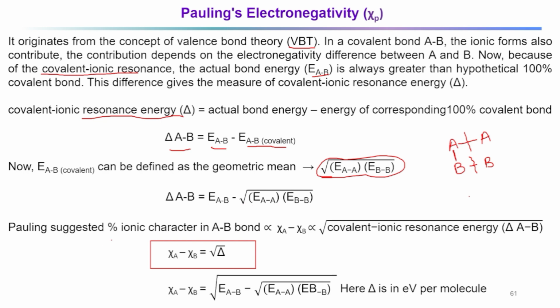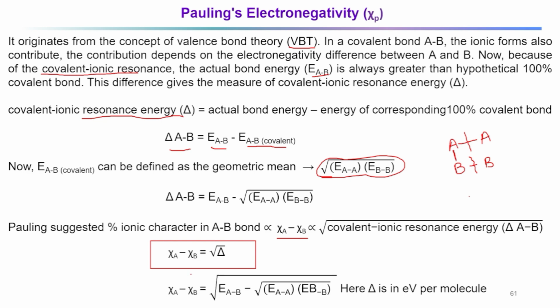Now Pauling suggested that the 100% ionic character in the AB bond is proportional to the difference between their electronegativities, that is proportional to chi A minus chi B, and that is also proportional to the square root of the covalent-ionic resonance energy, or delta AB. From here we get chi A minus chi B. This chi is the symbol of electronegativity. So the electronegativity of atom A minus the electronegativity of atom B is the square root of delta AB. That means if we take the square root of this covalent-ionic resonance energy, we get the electronegativity difference between those two atoms. Whichever of chi A or chi B is greater, you can take that first. If the electronegativity of B is greater, you can take chi B minus chi A.